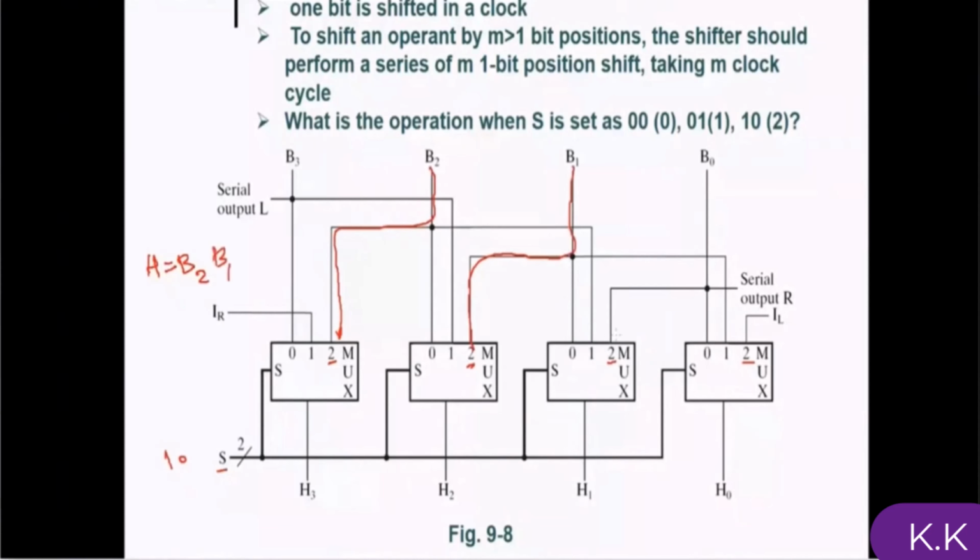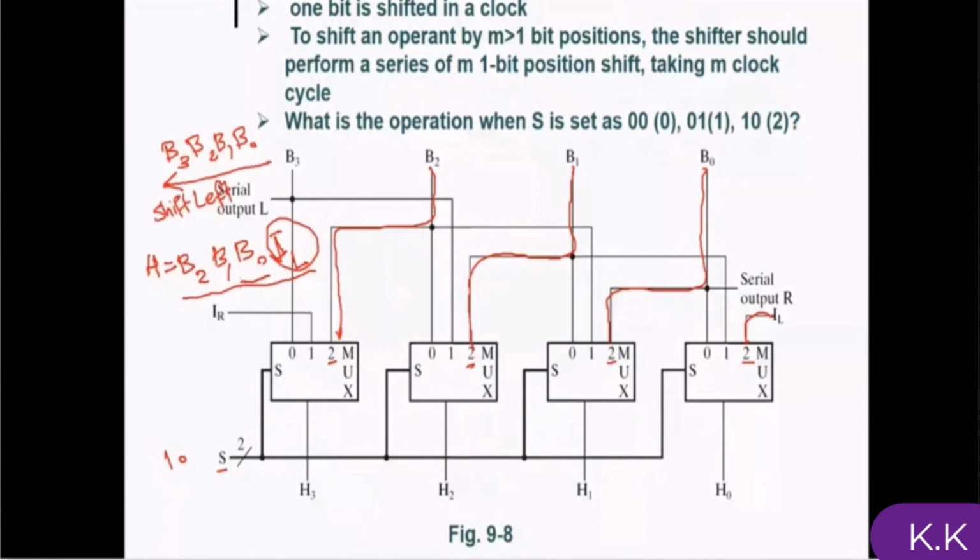Let's check what the value of the output is when we have 1, 0 as the value of the select. So input 2 will be activated here. Input 2 is connected to B2, so the output is equal to B2. This one is connected to B1, this one is connected to B0, and this one is connected to IL. So this is the 4-bit output.